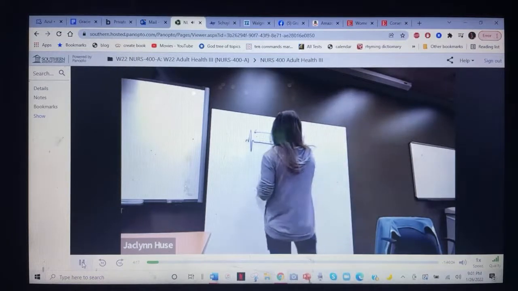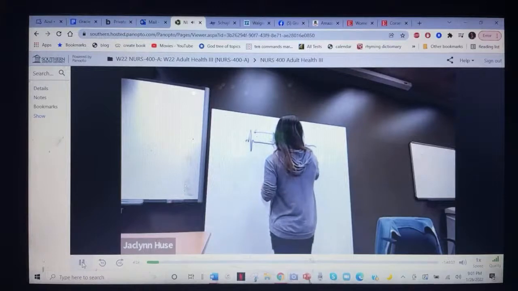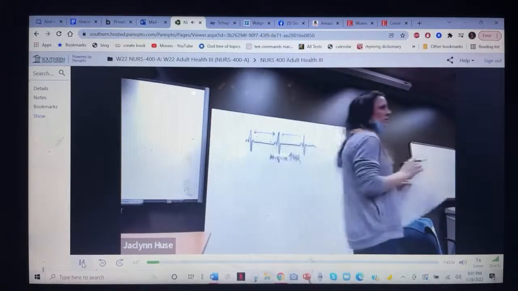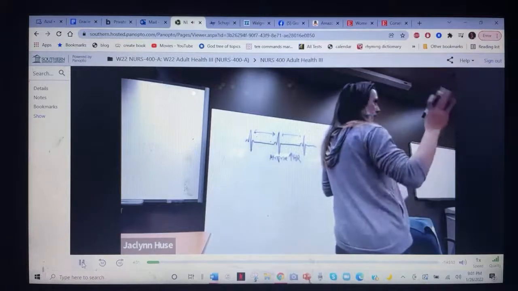Atropine. What does it do? It increases heart rate. Do you know why it increases heart rate? It blocks the parasympathetic, right?